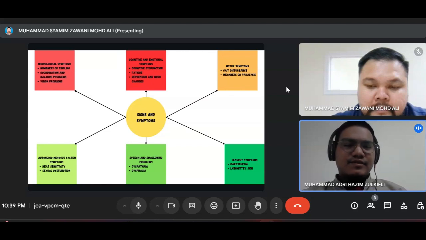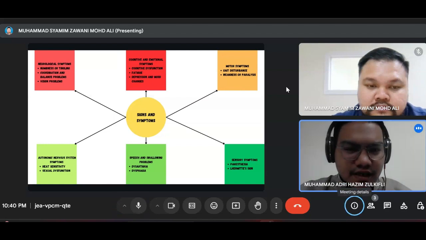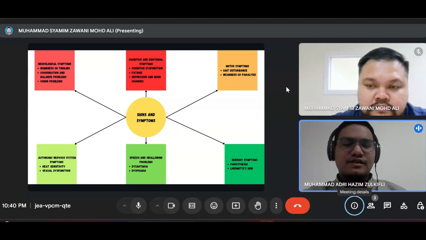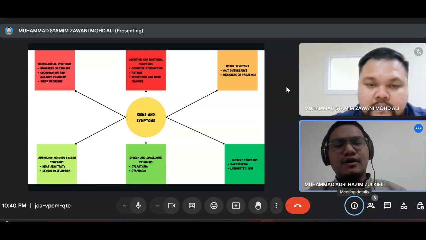Next, the signs and symptoms are motor symptoms. First is gait disturbance, and next is weakness or paralysis, which can prevent someone with multiple sclerosis from walking and from doing any movement, because of the disturbance of the impulse from the brain to the muscles.